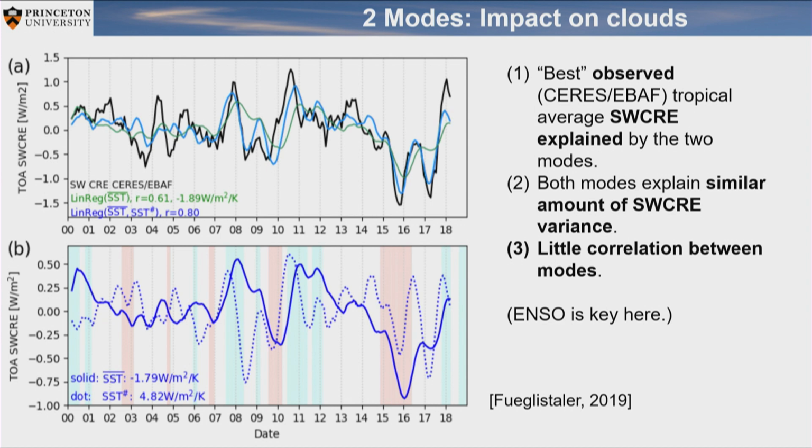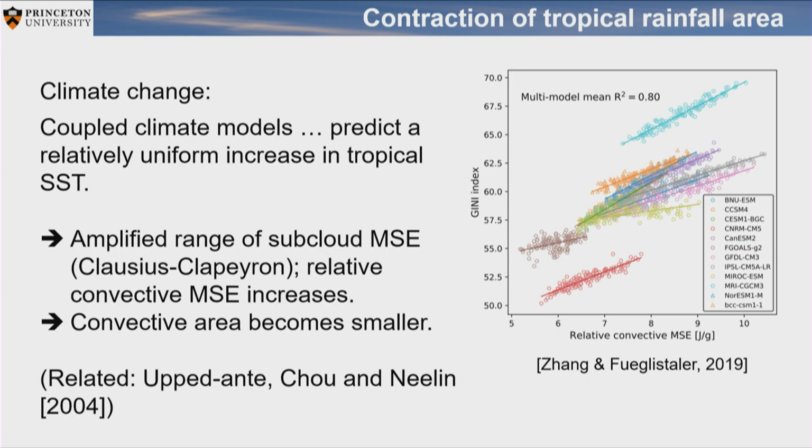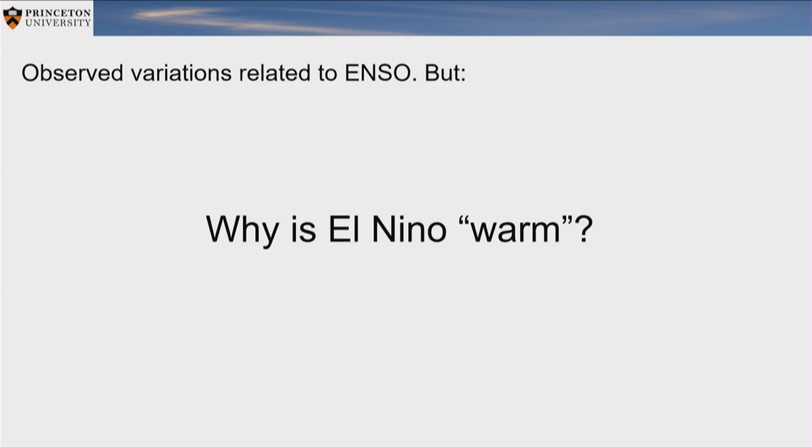And the point is, if you take these two modes together, you get a much better fit with the observations, that's the blue one. And they explain over the CERES EBAF period about an equal amount of variance. So over the observed period, they have roughly the same significance. I'll skip that for time.